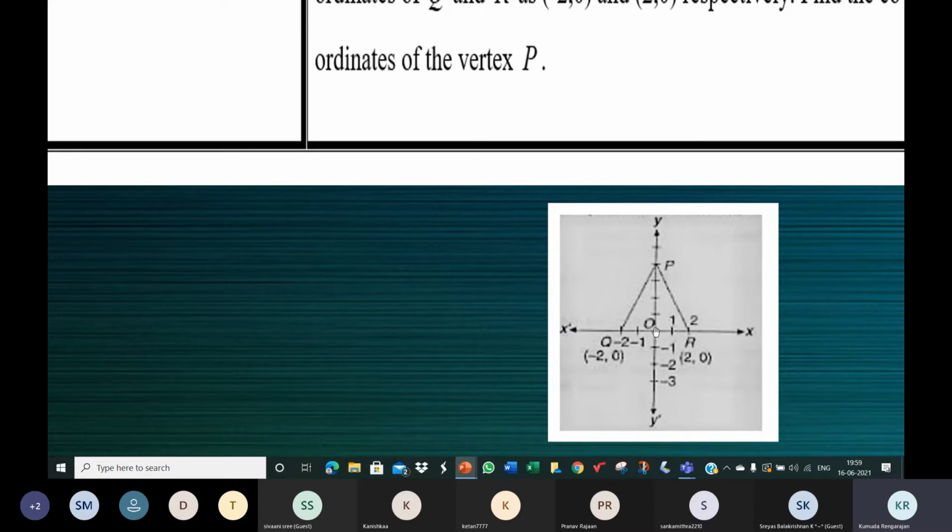And children, now you will say, how do you know this is 2? It's marked. See here, the coordinates are given for us. The coordinates of Q is given as minus 2 comma 0. Coordinates of R given as 2 comma 0. So going by this, from here to here, 2 units, 2 units, 4 units. Side of the triangle, 4 units. So the triangle PQR is equilateral. QR is equal to 4 units. 2 plus 2, 4 units.